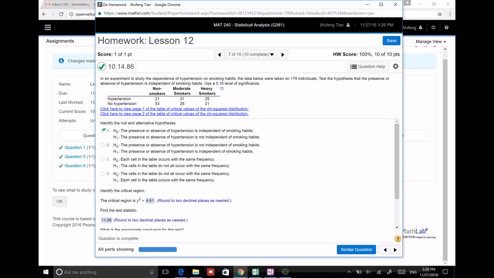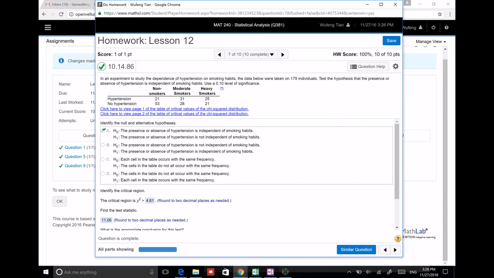For example, in an experiment to study the dependence of hypertension on smoking habits, the data below were taken from 179 individuals. Test the hypothesis that the presence or absence of hypertension is independent of smoking habits. So we have hypertension or non-hypertension, for smokers and non-smokers: non-smokers, moderate smokers, and heavy smokers.